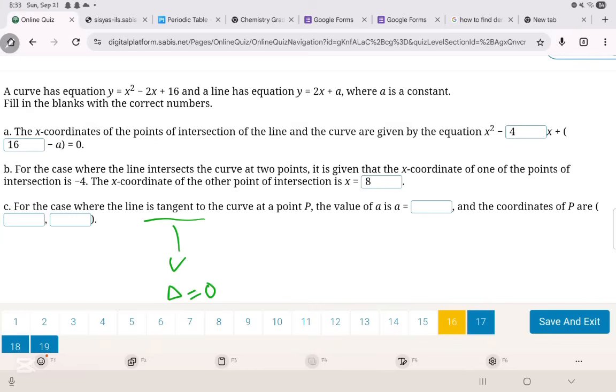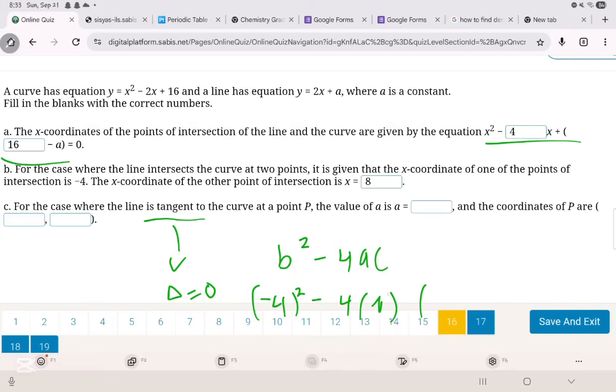So in our scenario, we're going to take the equation we had above, which is x squared minus 4x plus 16 minus a, and we're going to make the discriminant. Discriminant is b squared minus 4ac. So it's going to be minus 4 squared minus 4 times 1 times 16 minus a. It's supposed to be now equal to what? It's supposed to be equal to 0.